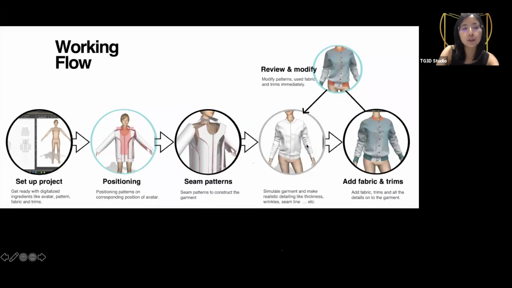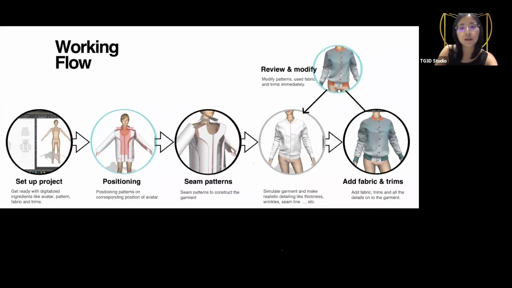And in this page, it shows the simple working flow of how digital design is conducted. So after the three ingredients like avatar, pattern, and fabric and trim are all digitalized, it will be set up in the project in the software. And then we will place the pattern on the corresponding position on the body. And then in the third step, we will set the scene of how the pattern will be stitched. After all, then this garment will be constructed with a simulation.